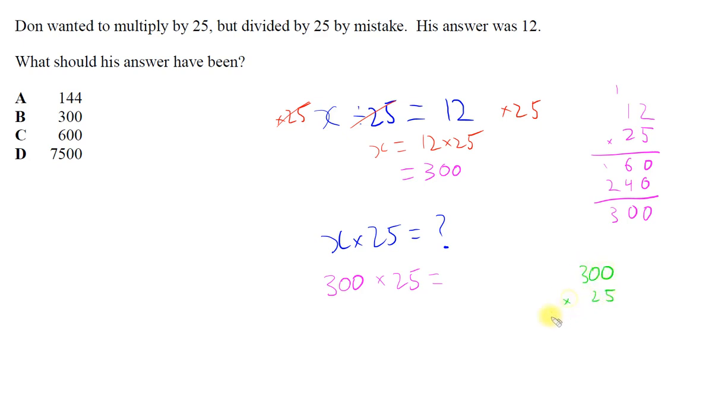300 times 25. 5 times 0 is 0. 5 times 0, again 0. But then 5 times 3 is 15. Now 2 times 0 is 0. 2 times 0, again 0. And we also had that 0 that we added because this is the tens digit. Now 2 times 3 is 6. This all adds up to 7,500. So our answer should be D, 7,500.